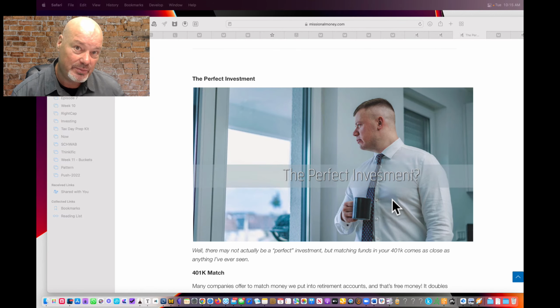I want you to be prepared to take advantage of the perfect investment on day one when you get your dream job. After you graduate from college and you start working, there's this opportunity that you're going to have that I call the perfect investment. And very simply, it is investing in a 401k plan.